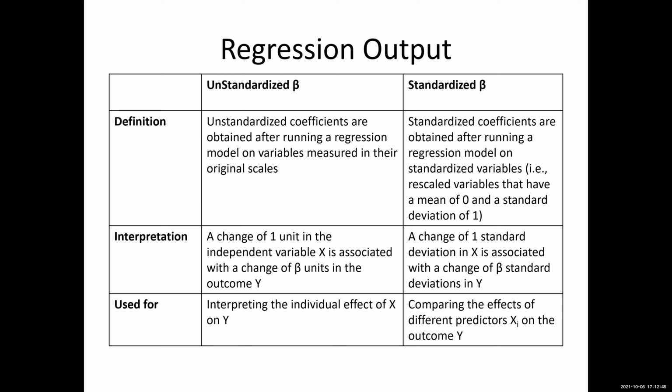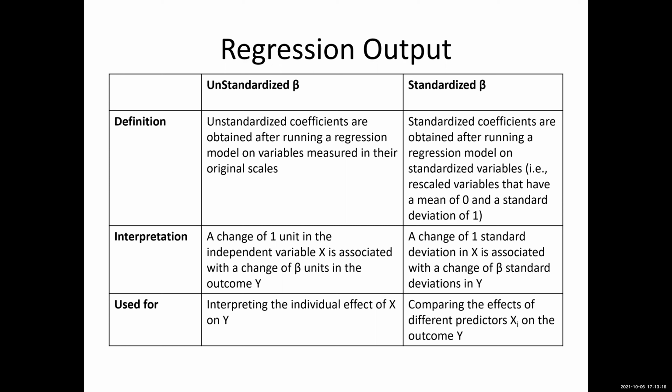And the standardized beta, basically you obtain from standardized scores. You remember yesterday we calculated the Z-score, standardized scores, where we did value minus mean divided by standard deviation. So that is the standardized score. So basically SPSS converts scores into standardized scores and then runs the regression. So standardized coefficients are obtained after running a regression model on standardized variables.